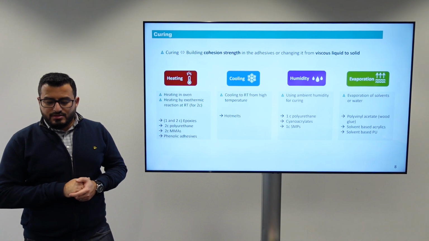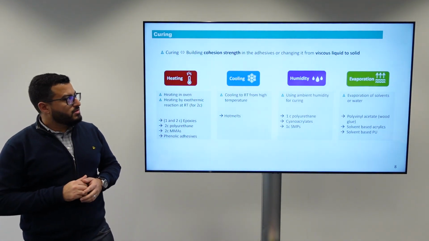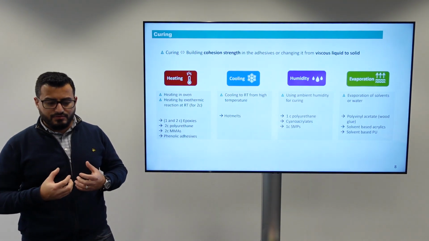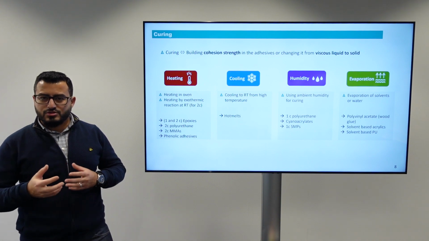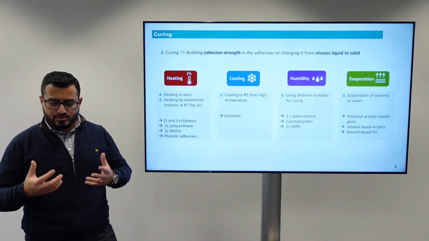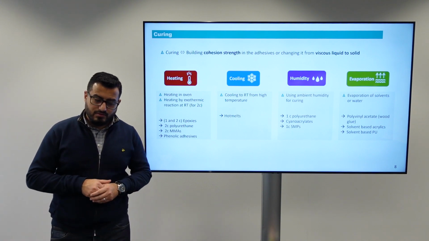The final step of the adhesive bonding process is the curing of the adhesive. And by curing, we mean building cohesive or cohesion strength in the adhesive, or in other words, changing it from a viscous liquid into a solid phase. And curing can be done in a variety of ways.